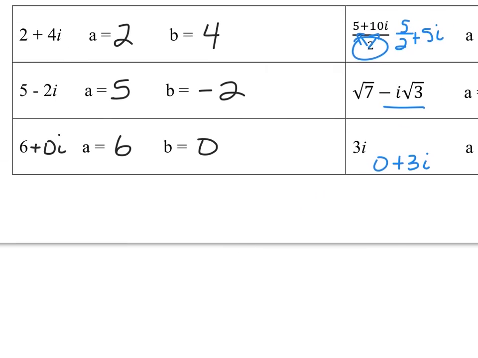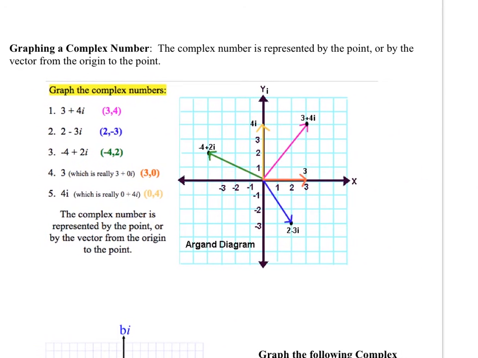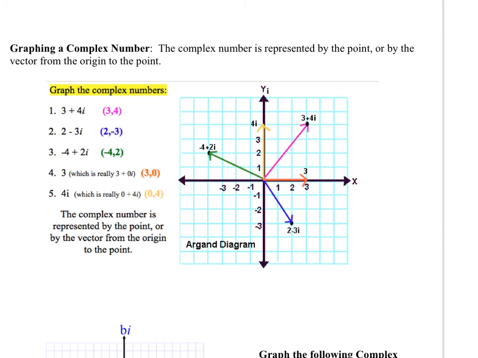Okay, using that information, we can graph complex numbers. So if you know what A and B are, you simply pretend that A is your X, on your X-axis here, and B is your Y, and this is your imaginary line, and you simply graph it.